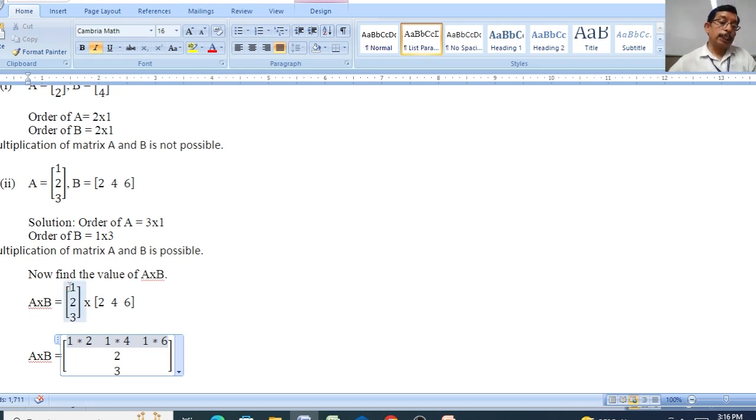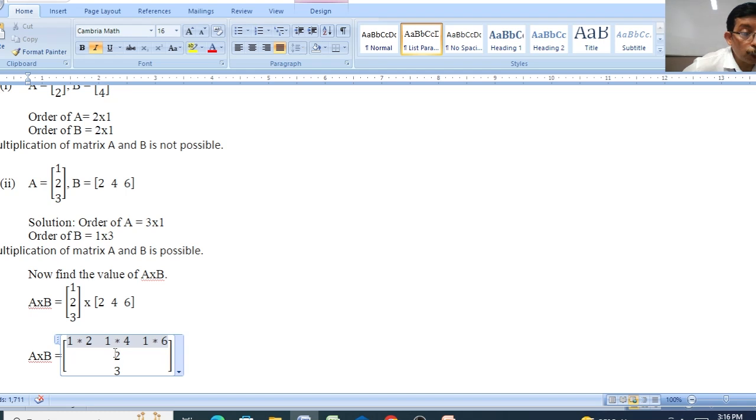The first row multiplied by the first column, then we receive the first element of the first row. First row multiplied by the second column, then we receive the first row, second column element. First row multiplied by the third column, then we receive the first row, third column element. First row multiplication is complete because there are no more columns in the second matrix. Now we come to the second row.